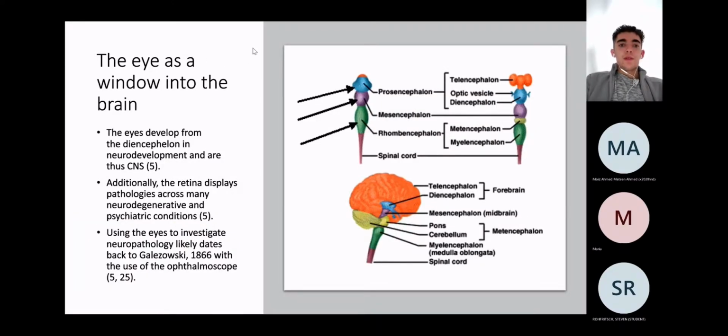Okay. So, as I alluded to, the eye is considered an extension of the brain, and it develops out of the brain. It develops out of the diencephalon, right?